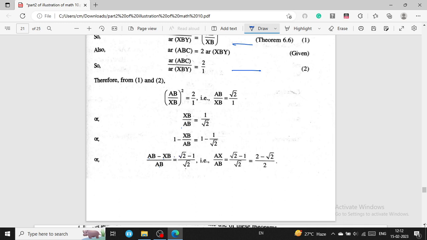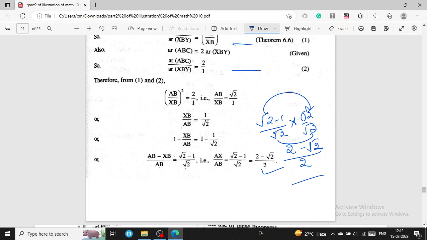And when we solve it, AX over AB is equal to 2 minus root 2 over 2, is the answer. How to calculate it? Root 2 minus 1 over root 2 by the rationalization method. This will be solved: 2 minus root 2 over 2. This is your answer, AX over AB.